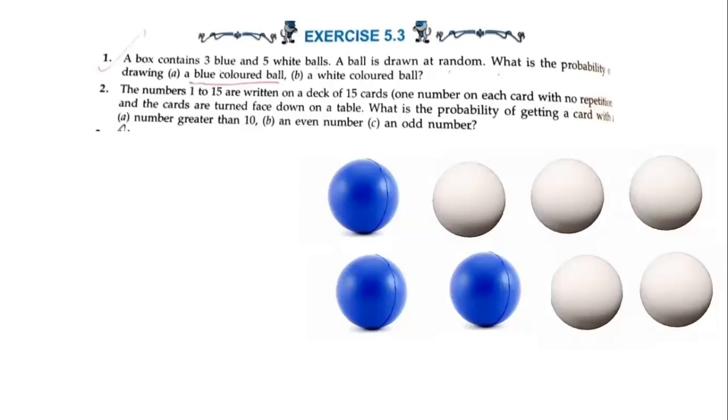Let us see exercise 5.3, question number 1. You can also do it, beta, you can take the examples. If you have understood the method, you can do any question which is given to you. A box contains, can you see, 3 blue balls and 5 white balls. I'm marking it with blue.